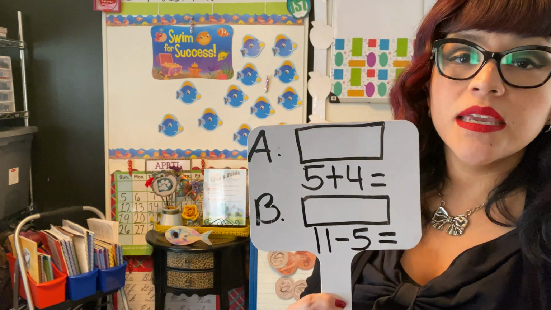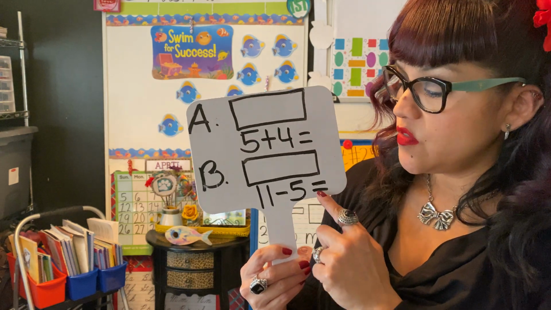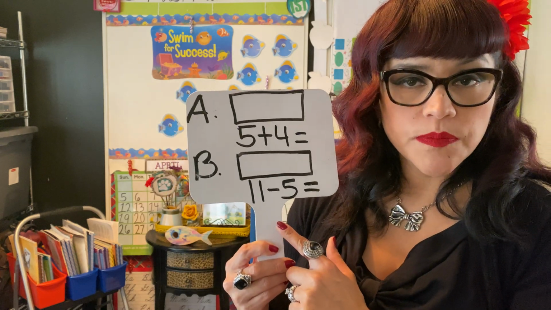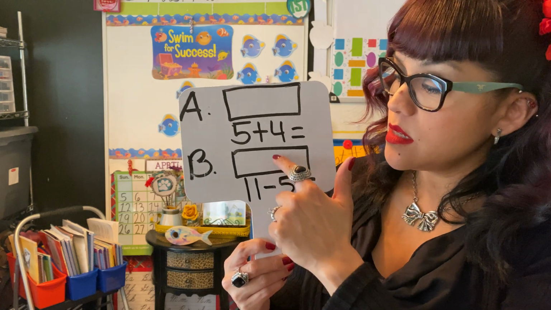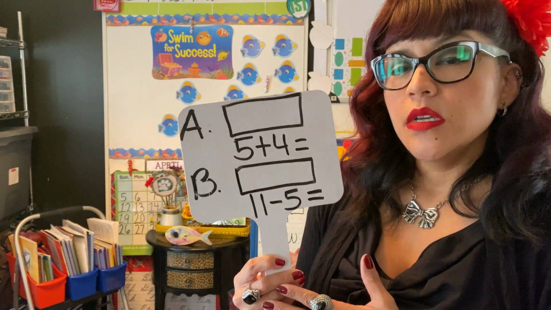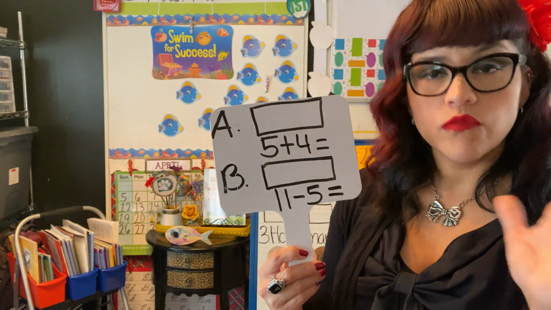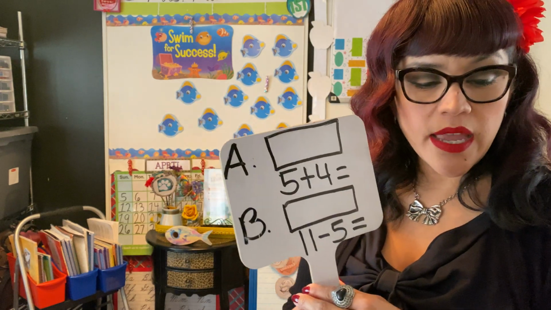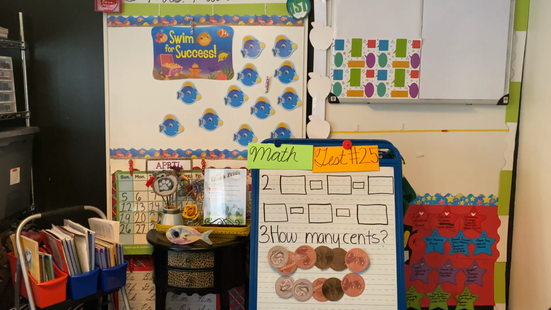Okay, letter B. What is 11 minus 5? Okay, 11 minus 5. This is for letter B. You may put your answer in the box. Like I said, you don't have to write this problem, but if you do, it's really up to you. So that's for letter B, 11 minus 5. I have a few more coming your way. So that's A and B. Let's go to your next problems.